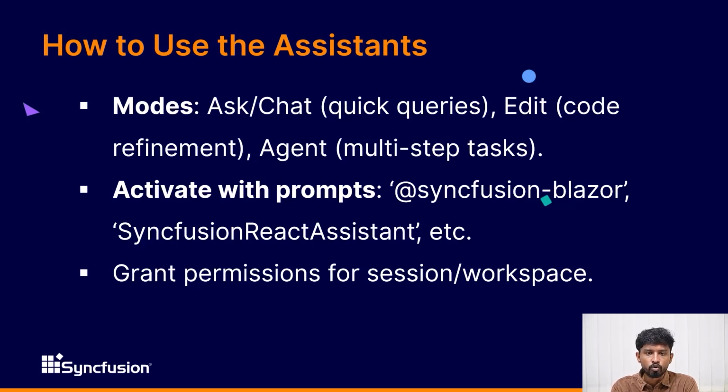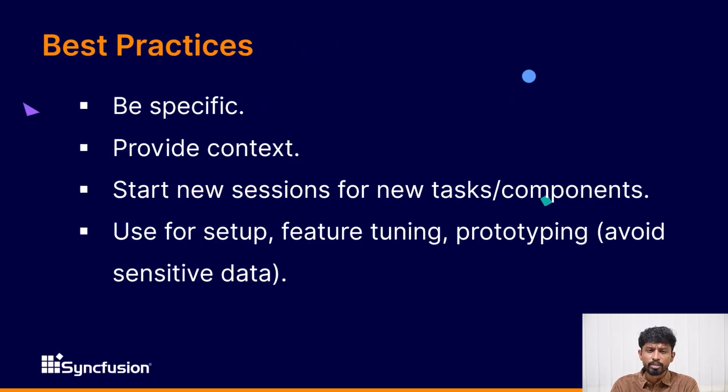For example, in VS Code, you will see a prompt to allow the MCP server to run, as we saw in the demo. So this ensures secure access tailored to your needs. To get the best results, follow these best practices. First, be specific in your prompts. Instead of saying create a grid, say create a Syncfusion Blazor grid with paging, sorting, and filtering enabled. Specificity ensures the assistant delivers exactly what you need.